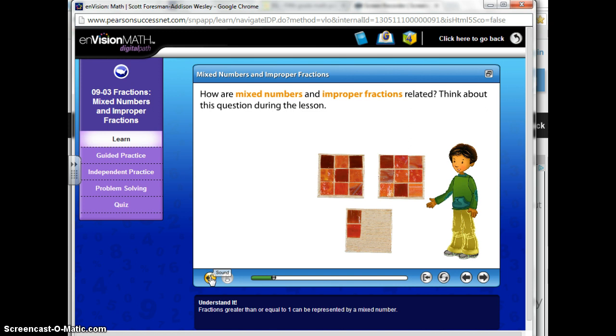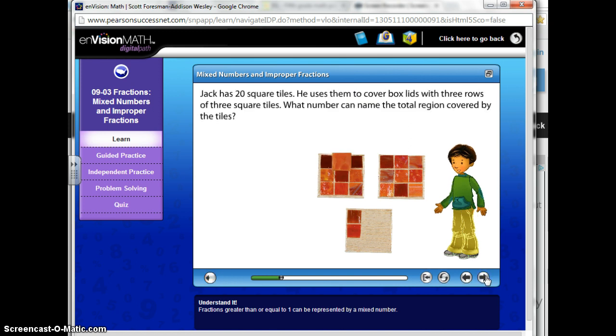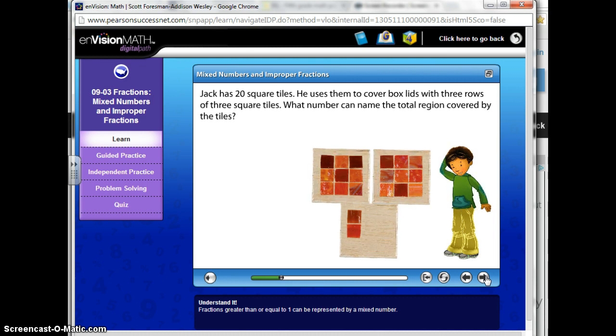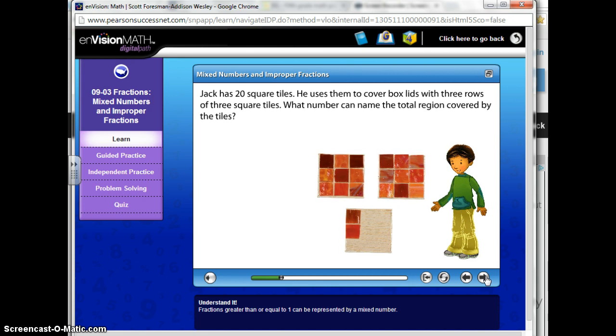So this kid has some tiles that he's going to use for a project. And 9 tiles make up a whole square. Okay? So all together, can you tell me how many tiles he has? How many tiles? Will? 20 of them. 20 over 9, right? Because there are 9 in each one.